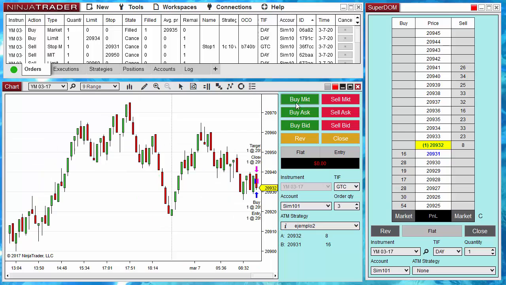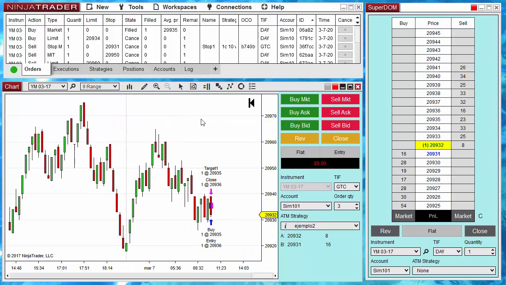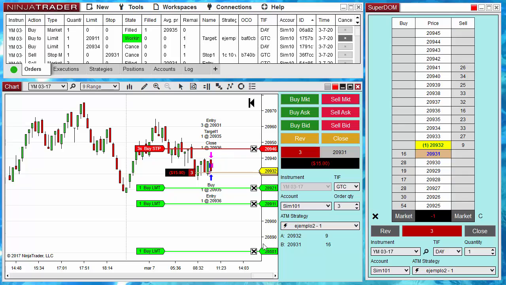We can test it with a sell market order. Order filled. And we can see that we have the stop for the 3 positions, target 1, target 2 and target 3. To close the position, we can move the target over the price. Target filled. We can press close. Order filled.